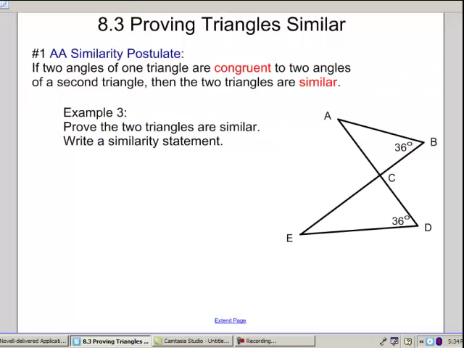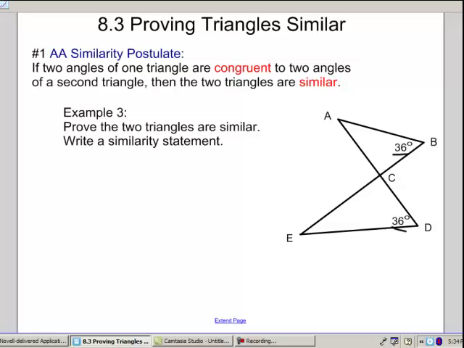All right, so let's prove these two triangles are similar and then write a similarity statement. Well, in order to show that these triangles are similar, I have to have two angles that are congruent. One of them is very easy. I have two 36-degree angles. That's a good start. I need to find two more.